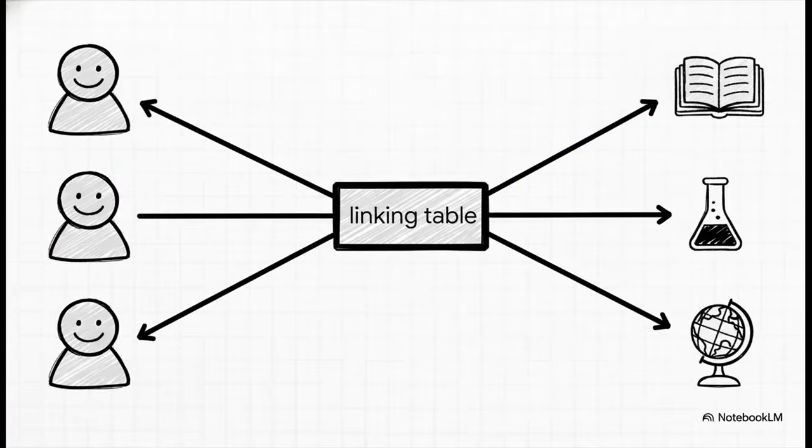And finally, we get to the most complex one, the many-to-many relationship. Think about it. Many students can enroll in many different subjects, and, at the same time, many subjects can be taken by many different students. To handle all that complexity, databases use a special linking table that sits in the middle and just keeps track of all those crisscrossing connections.